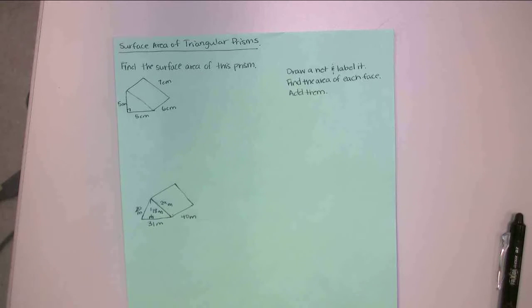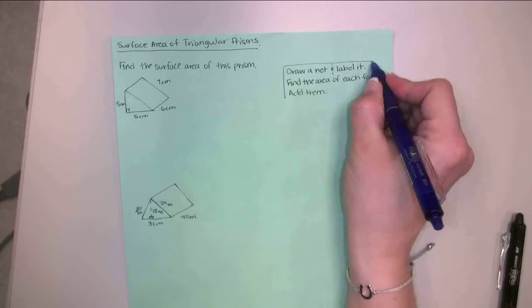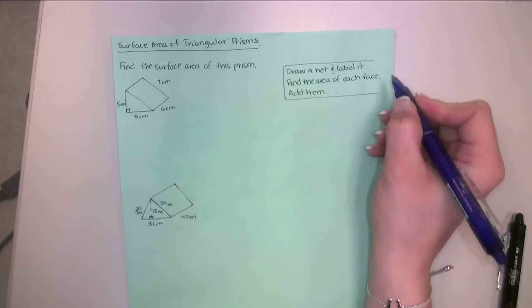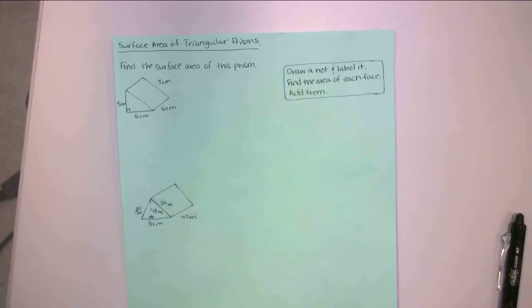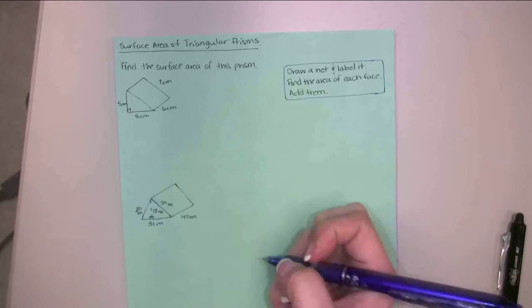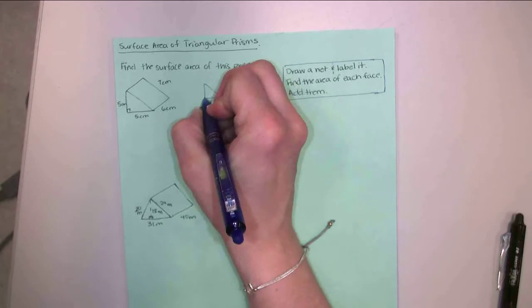This video is to help us determine the surface area of triangular prisms. So our steps are here to the side. First thing we need to do is draw a net and label it with its measurements, and then we will find the area of each face, and then we add everything together to find the total surface area. So the first step for this case, we're going to draw our net.